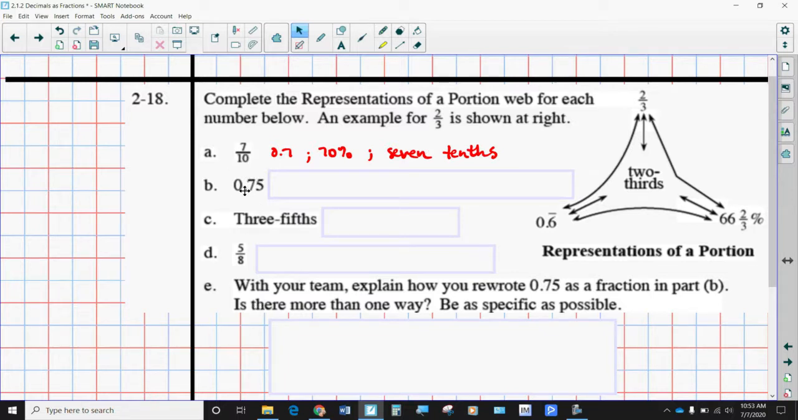This number is 75 hundredths because remember how we name decimal numbers? The last digit is in the hundredths place, and the entire number that we can see there is 75, so we'll call it 75 hundredths.